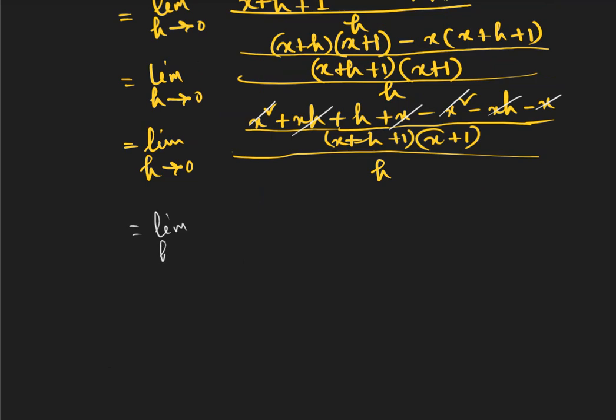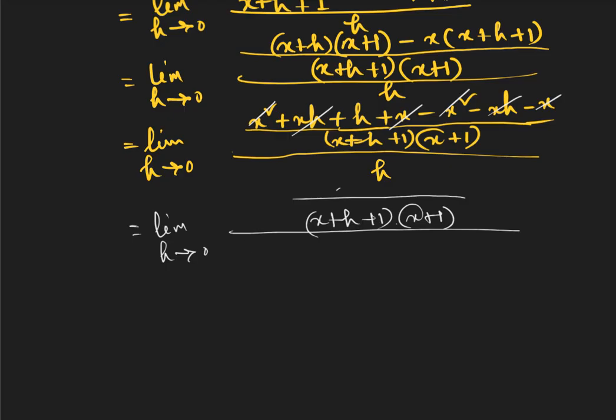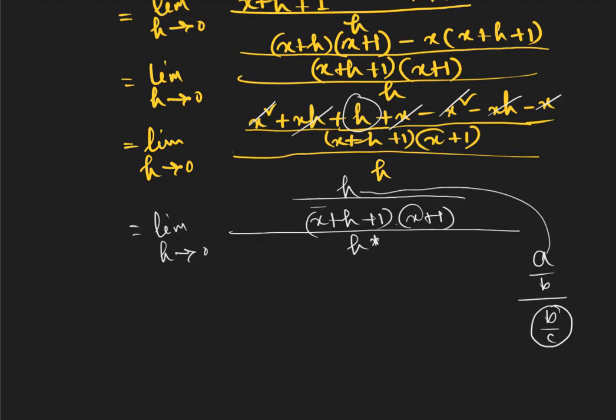So it will be limit h tends to 0 of x plus h plus 1 times x plus 1 in the denominator. Just h is left in the numerator, and here will be h as well. We know that a by b over c is a by b c. So if we simplify this one, limit h tends to 0, we could write down h over x plus h plus 1 and then x plus 1, and this h will be here.